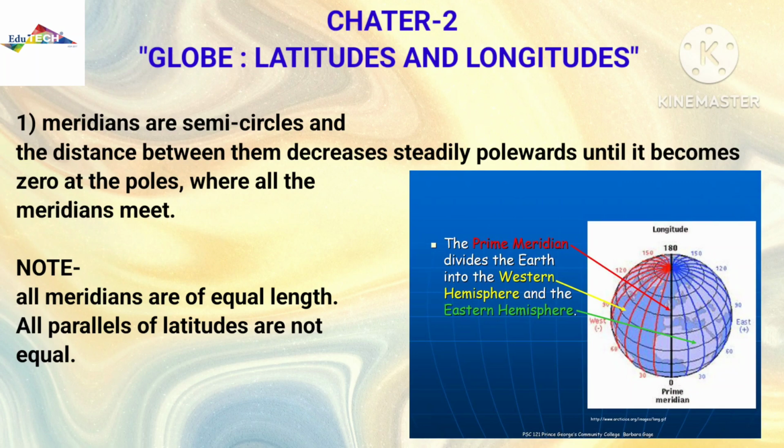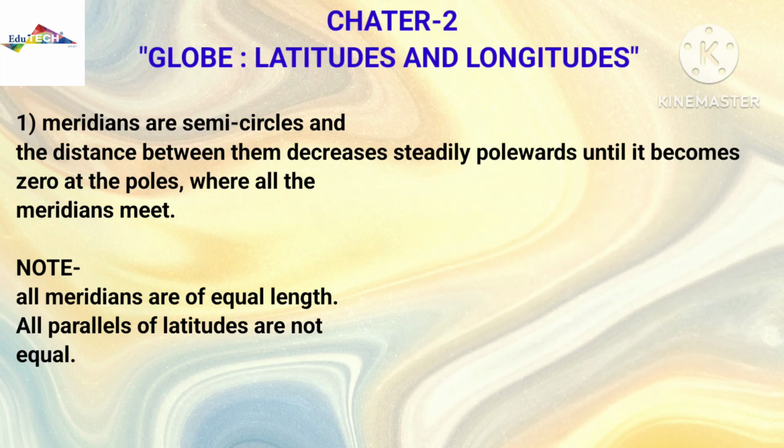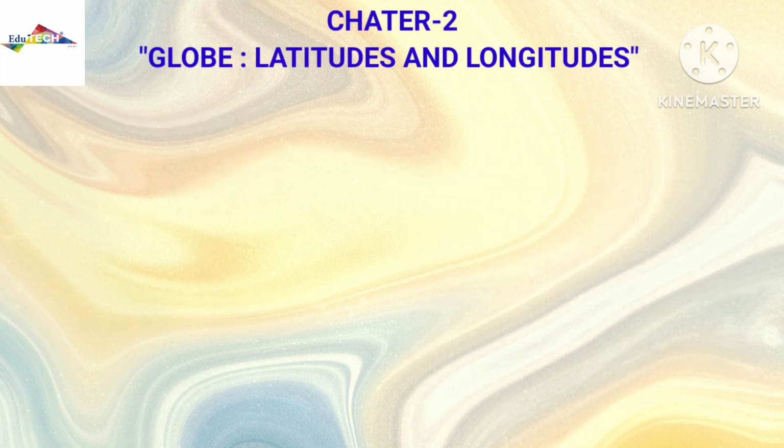Meridians are semicircles and the distance between them decreases steadily polewards until it becomes zero at the poles, where all the meridians meet. All meridians are of equal length. All parallels of latitude are not of equal length.